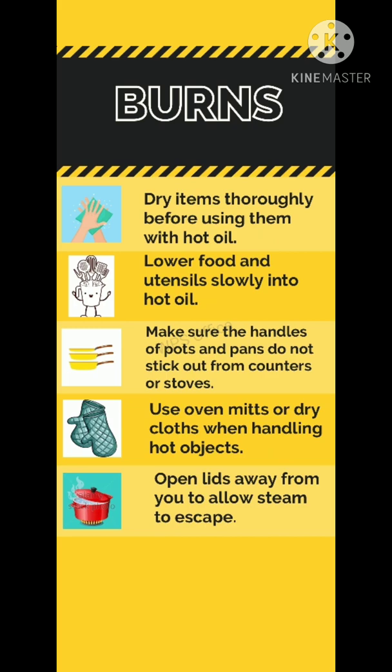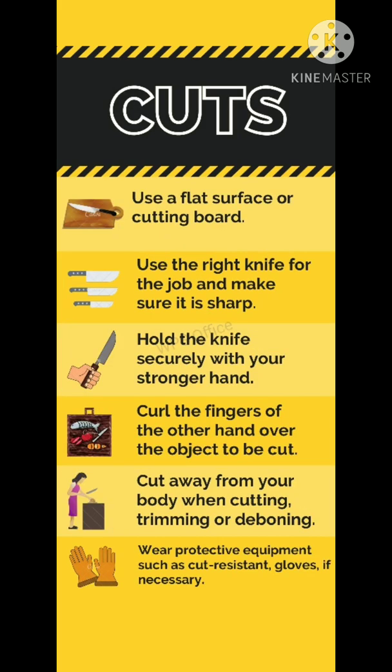These are some ways on how to avoid getting burned. First, dry items thoroughly before using them with hot oil. Second, lower food and utensils slowly into hot oil. Third, make sure the handles of pots and pans do not stick out from counters or stoves. Fourth, use oven mitts or dry cloths when handling hot objects. And the last one, open lids away from you to allow steam to escape.